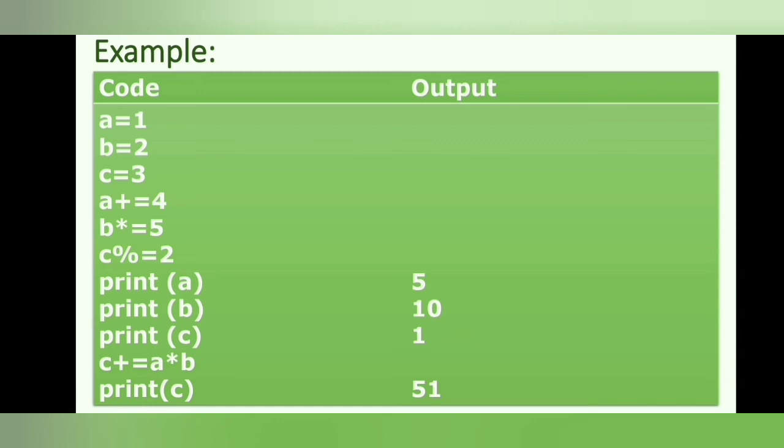C += A * B. Print C, the output will be 51. C += A * B means C = C + A * B. In this statement, the value of A will be multiplied by B first.